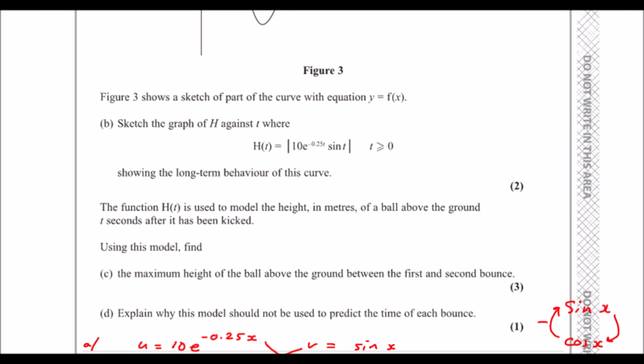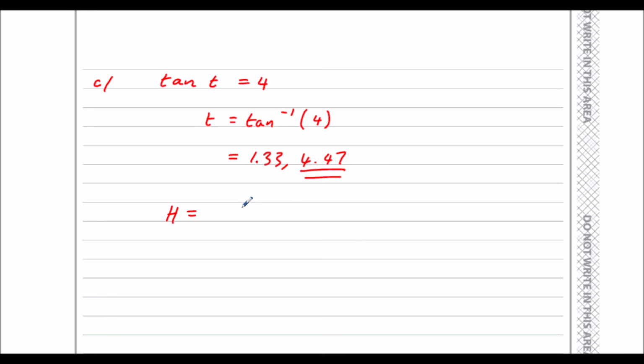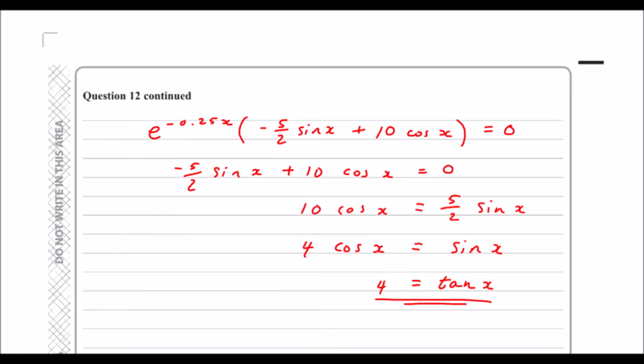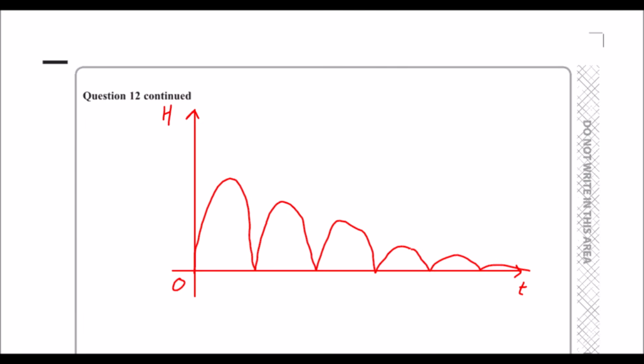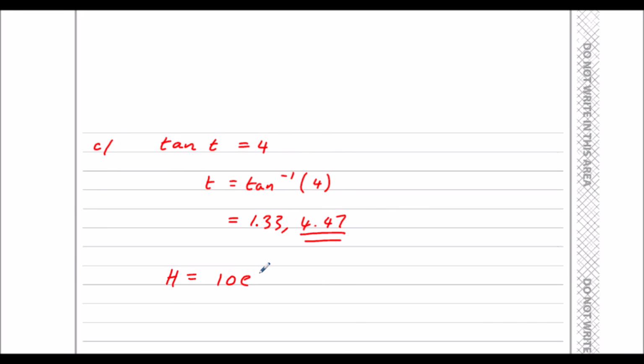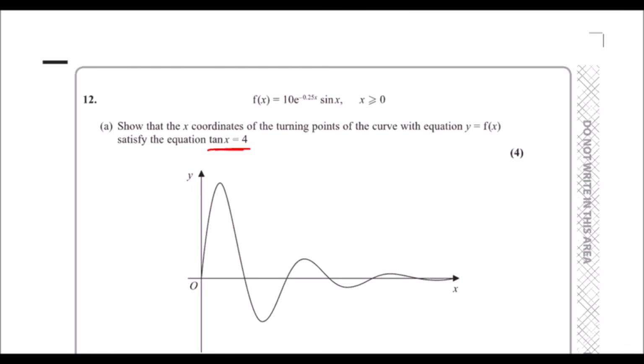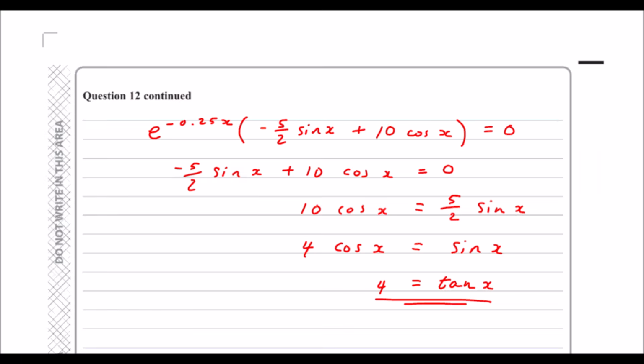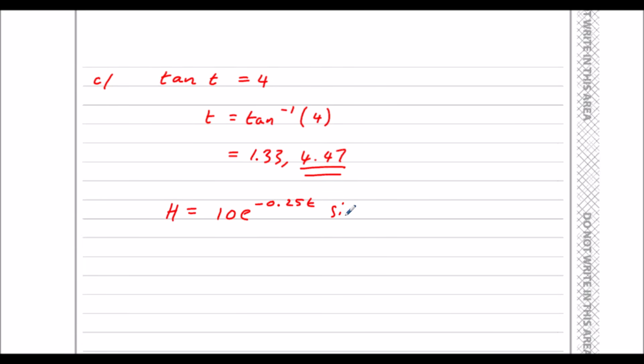So h is the mod of 10e to the power of minus 0.5 t sine t. So h is, was it 10e, 10e to the power of minus 0.5 t sine t, and it was the mod of it, sine t. Okay, so we just need to substitute in here our 4.47.